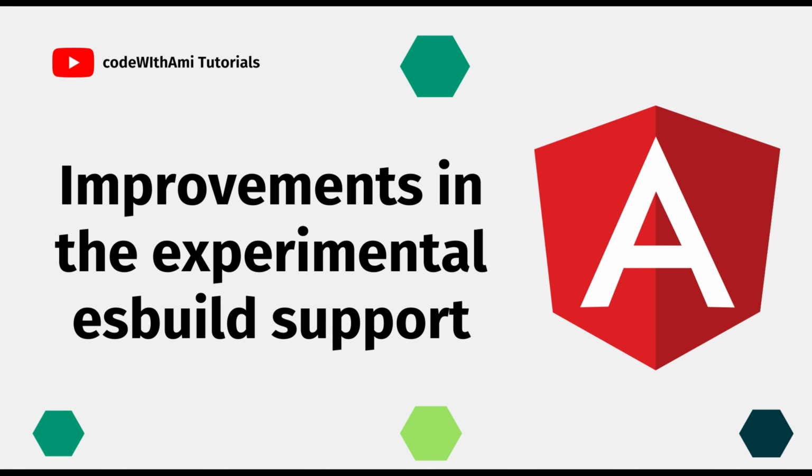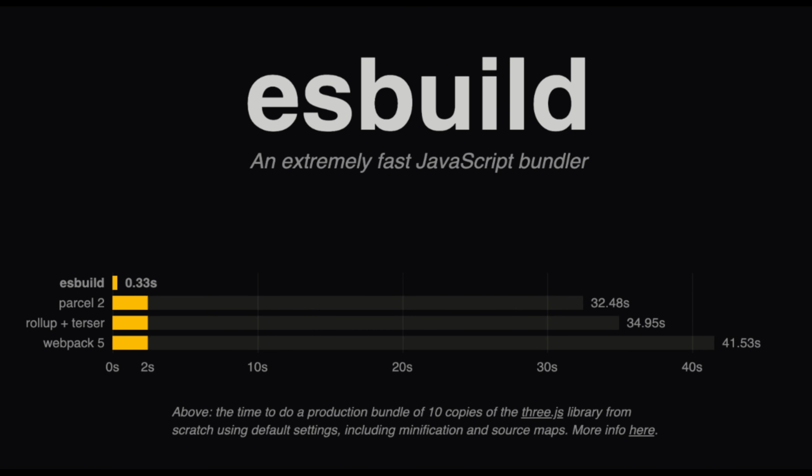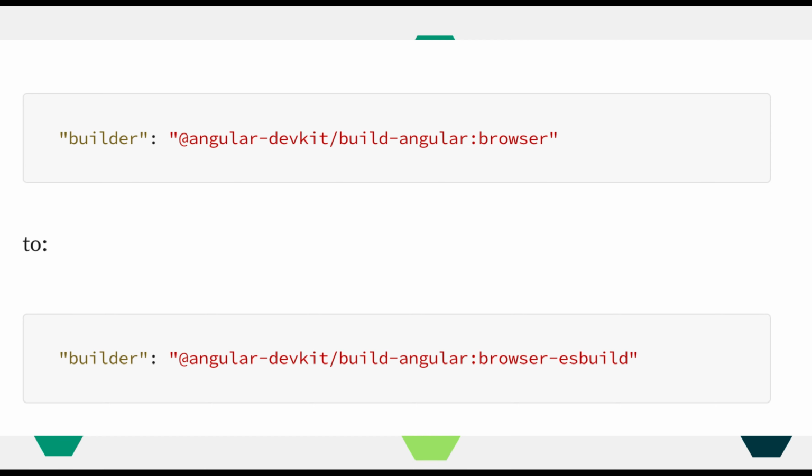Next thing is improvements in the experimental esbuild support. So in Angular 14, Angular team announced experimental support for esbuild in ng build to enable faster build times and simplify the pipeline. In Angular 15, we now have experimental Sass, SVG template, file replacement, and ng build watch support. Give esbuild a try by updating your builder in angular.json from this piece of code to this piece of code.